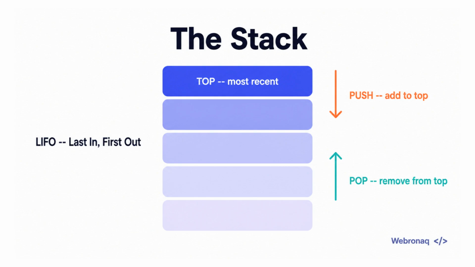That is it. Two operations, push and pop, and a strict ordering rule. Stacks sound simple, and they are, but that simplicity is exactly what makes them so powerful and predictable. Now let us look at where your program uses this structure automatically, every time a function is called.